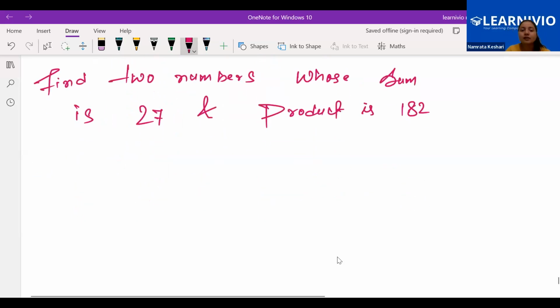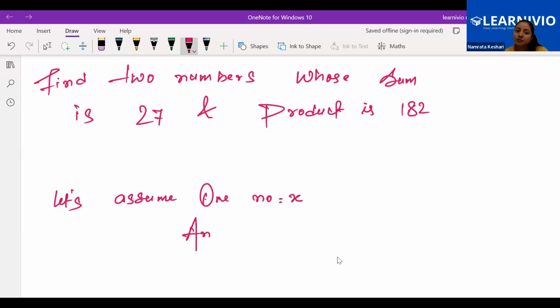So let's see how we can do that. Let's assume that one of the numbers is x and another number is y. The first question will be, why are we taking x and y over here? Because in the previous class I was explaining that if you take two different variables, you will get stuck. Only one condition will be given in the question. You will not have two different conditions which will help you frame two different equations and then solve it.